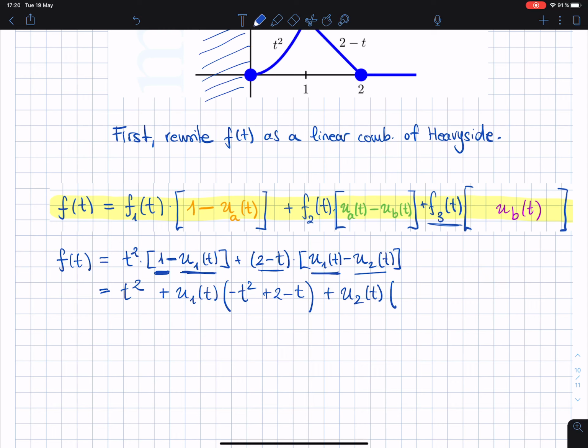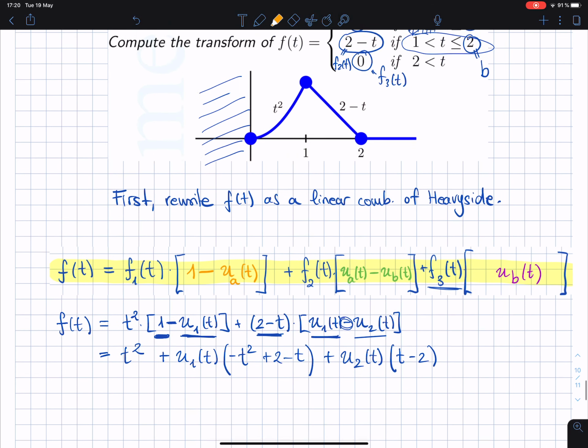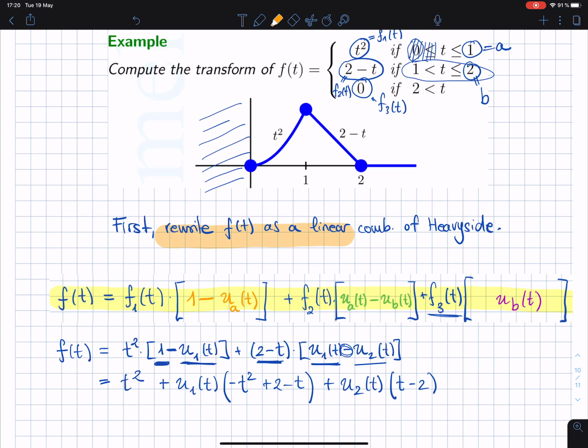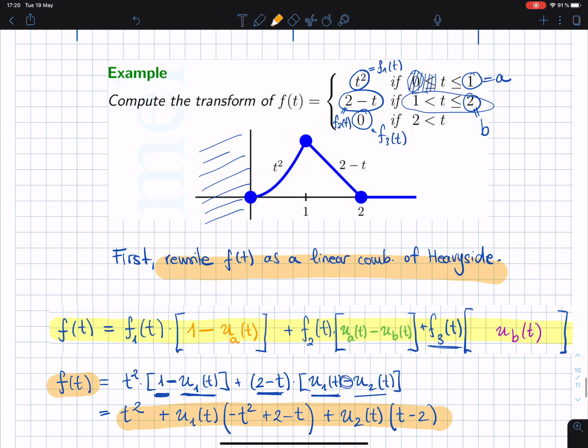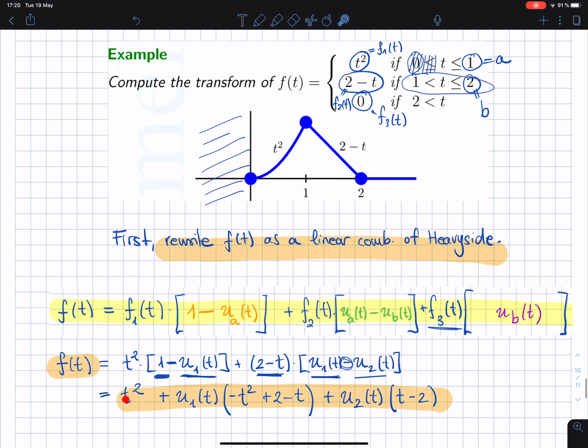The terms that multiply u2, as we have this minus here, is t minus 2. Okay, 2 minus t, but with this minus, they switch. So now we somehow completed the first step, which is to rewrite f of t as a linear combination of Heaviside functions. Now we completed this step. Now f of t is written not as a piecewise function with different cases, but as a linear combination of Heaviside functions.